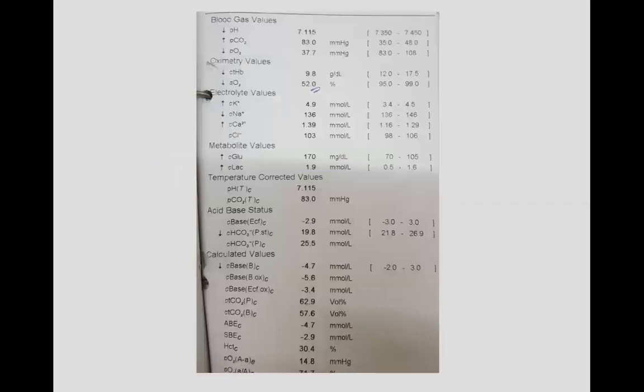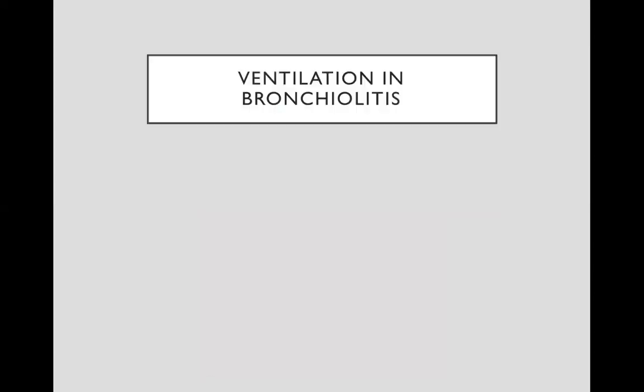So after ventilation, this is your blood gas. Respiratory acidosis. This is actually a venous blood gas because most of the time in bronchiolitis, we don't put arterial lines immediately. This is a venous blood gas, but it is also showing you a very high carbon dioxide.